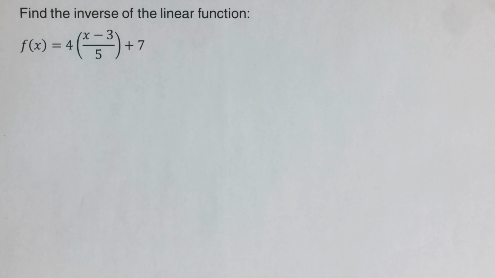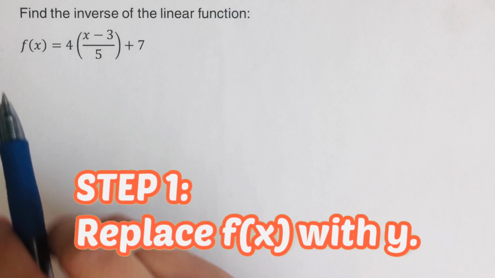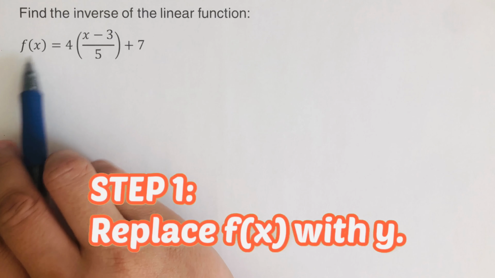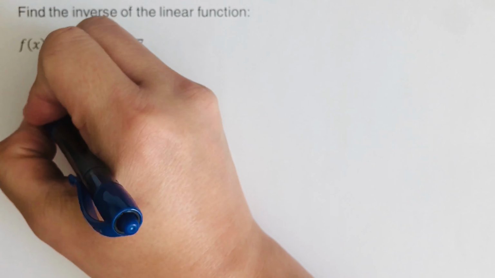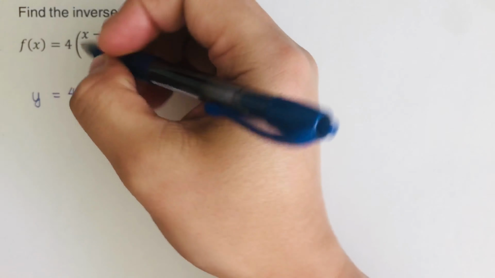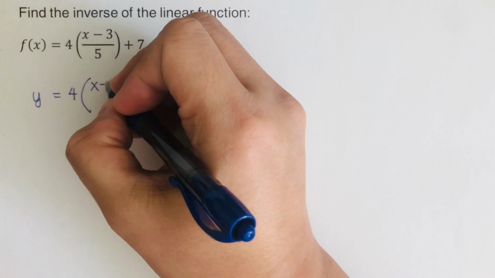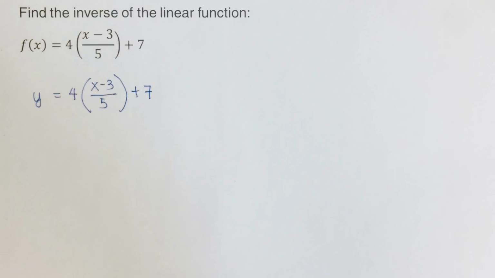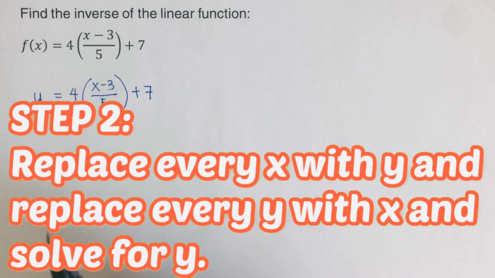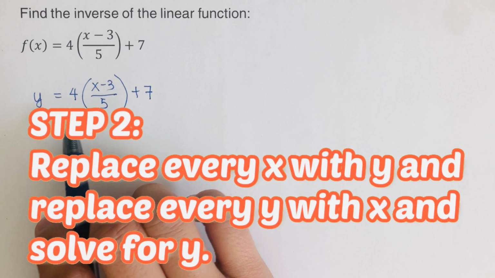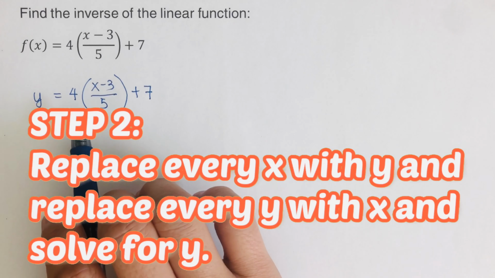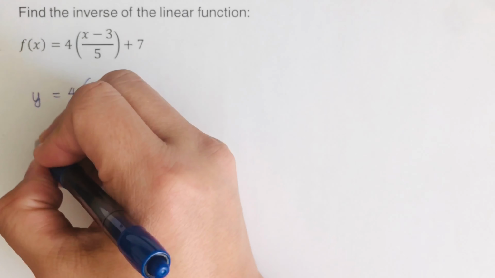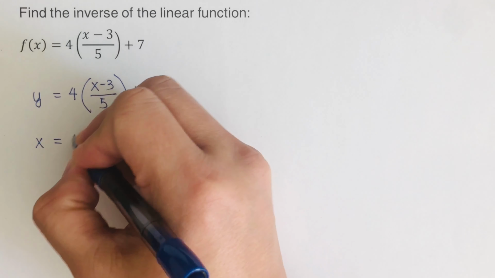Okay, so we go over the problem here. So we're going to go over the steps. The first step is to replace f of x with y. So we can rewrite this as y is equal to 4 times x minus 3 over 5 plus 7. Now, the second step is to replace every x with y and replace every y with x and solve for y. So in this case right here, we're going to change the y to x, and that is equal to 4.